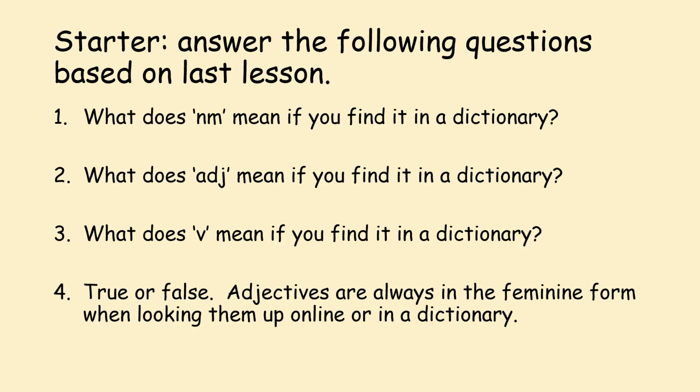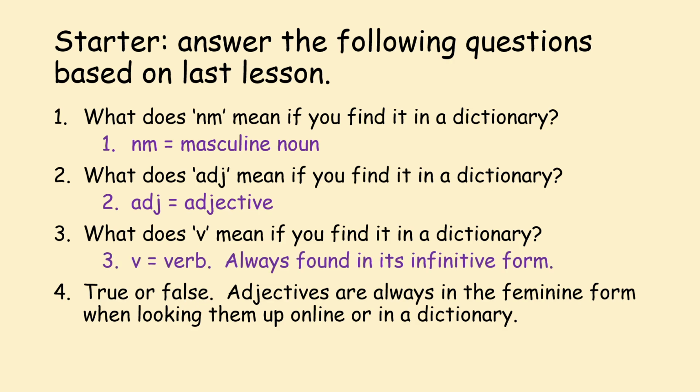Okay, so number one, the answer is a masculine noun. So this is what we see next to a word in a dictionary or online. Number two, ADJ, adjective, a describing word. What does V mean? It means a verb, and remember it's always found in its infinitive form. So in Spanish we will always see it in a dictionary or on wordreference.com with the letters AR, ER or IR at the end.